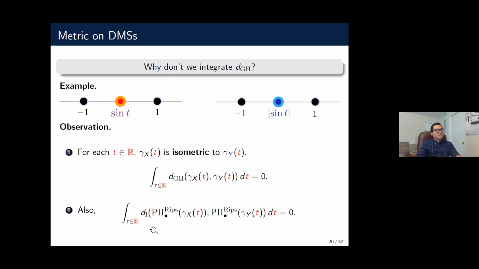And if you remember the standard stability theorem, this interleaving distance between Rips Cartesian homologies is upper bounded by 2 times the Gromov-Hausdorff distance. Therefore, the integrand of this integral is also 0. So the integration is going to be 0. Therefore, integration of the interleaving distance does not discriminate these two dynamic metric spaces.